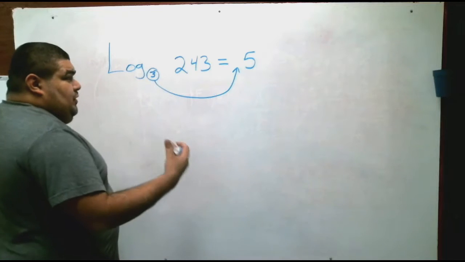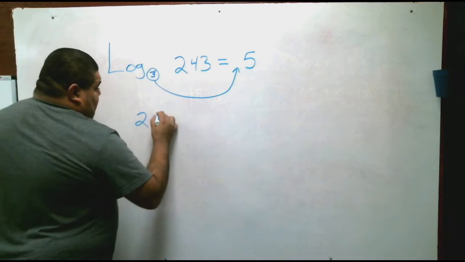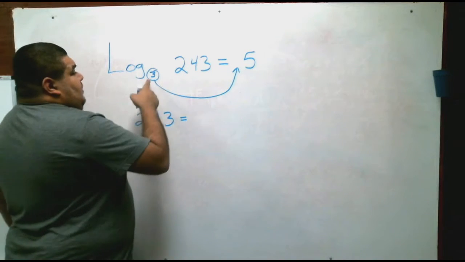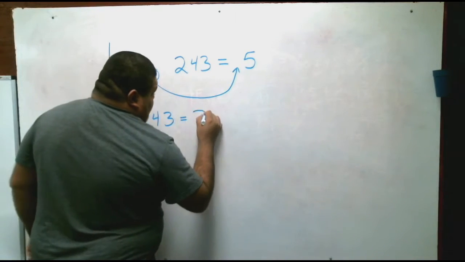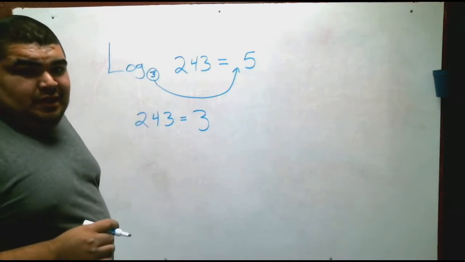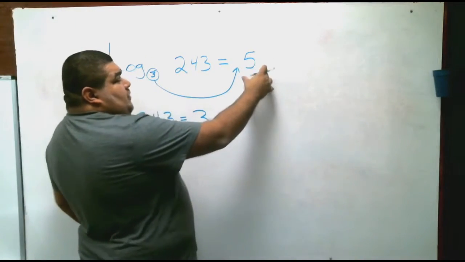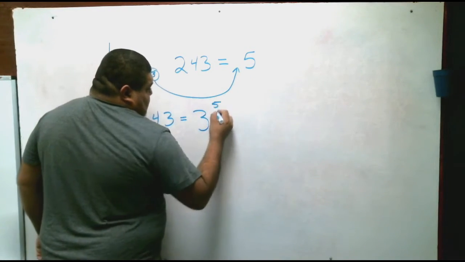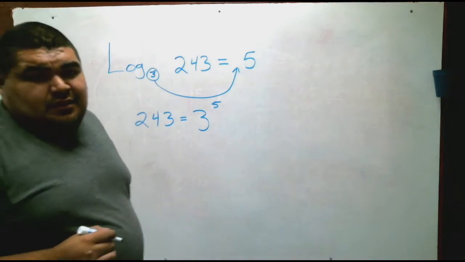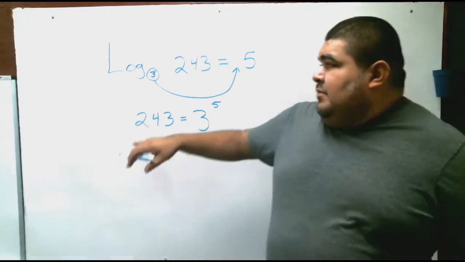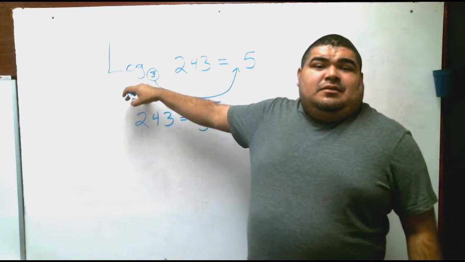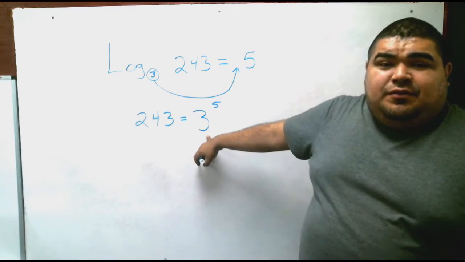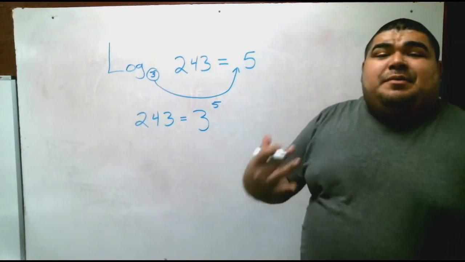Meaning, your new equation is 243 equals the number that you moved, which becomes the new base number, okay? And the number that was the base number becomes the exponent. So 3 to the 5th power, okay? Notice how it went from being the log on one side to an actual base number on the other side, okay?